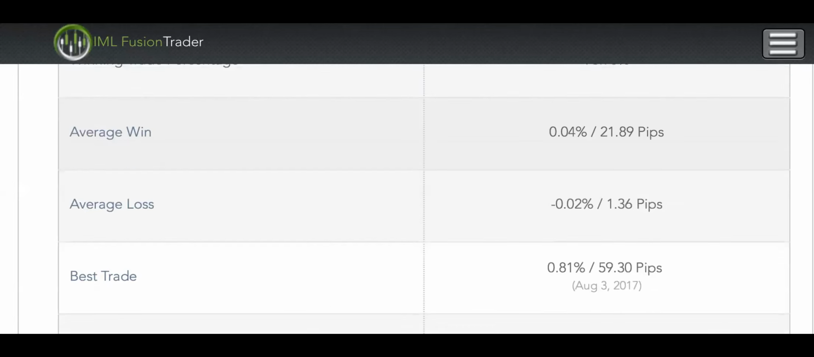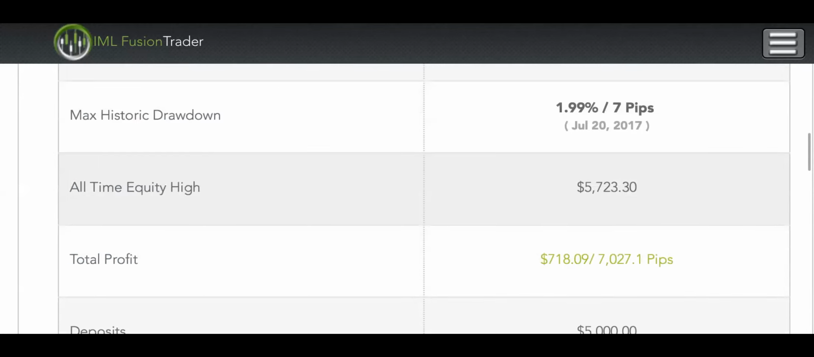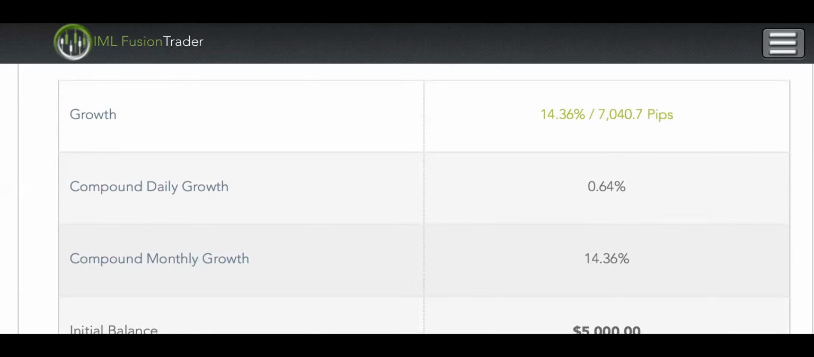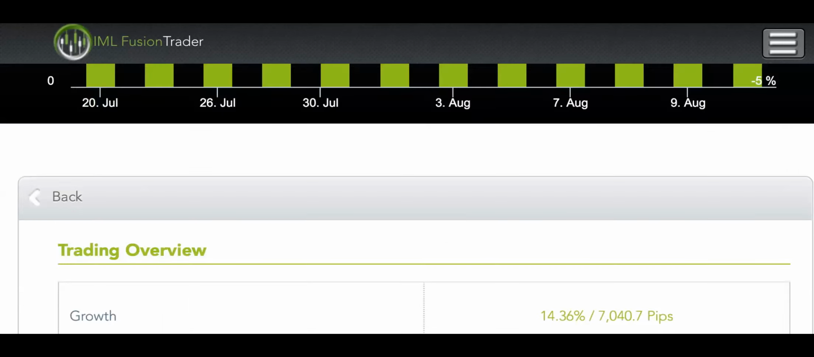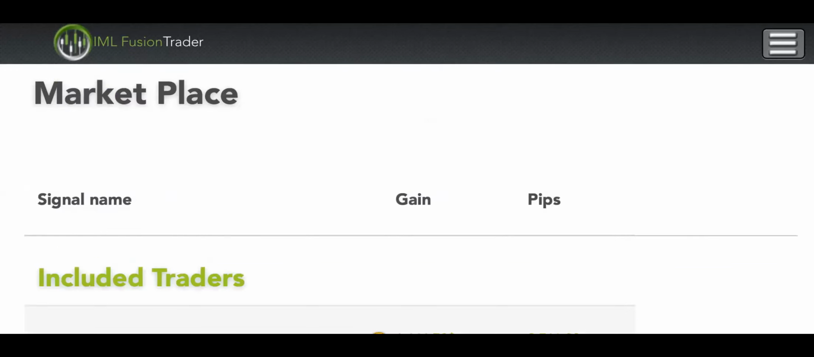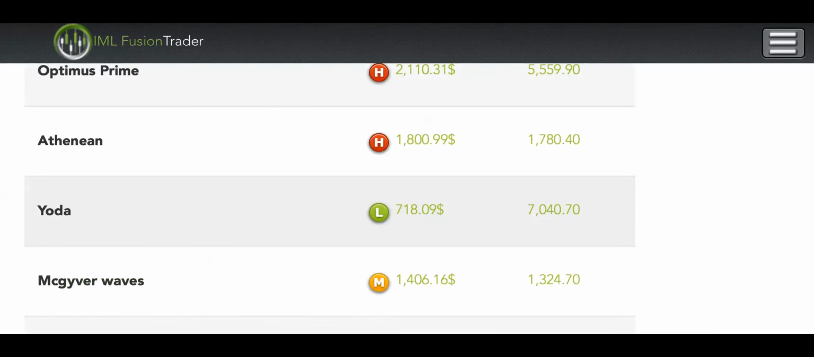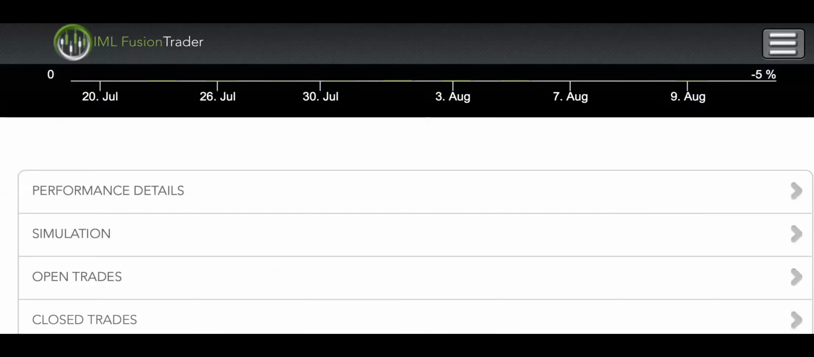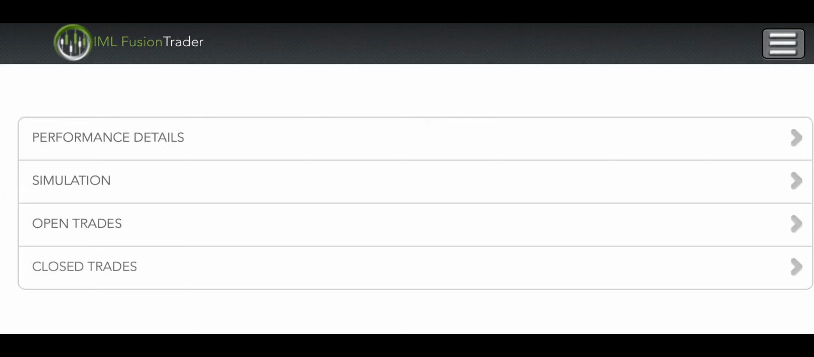Let's go back really quick because I want to show you something else, and we're going to come back to this. Let me go back up. One of the things that you can also do, which is super powerful, is that with every auto trader, you have the option to do a simulation.